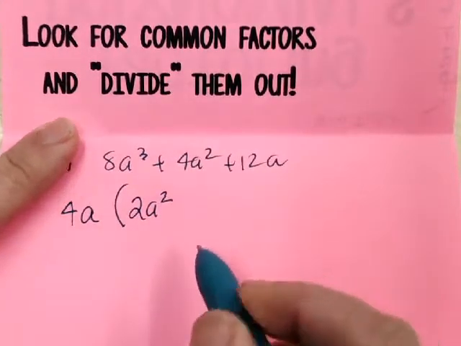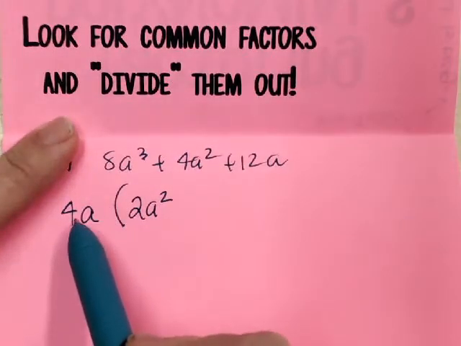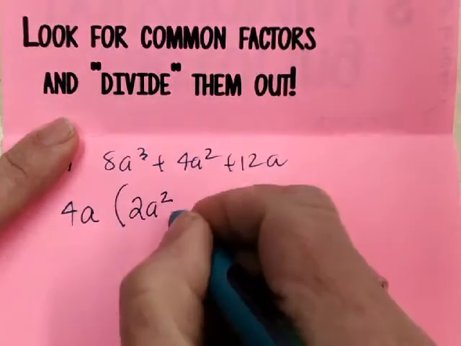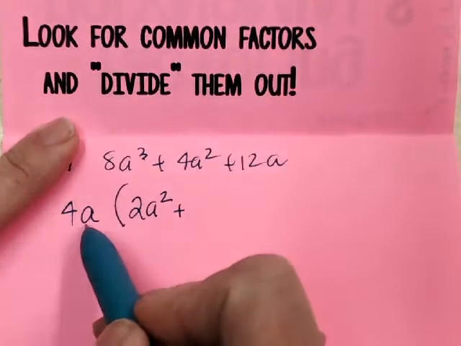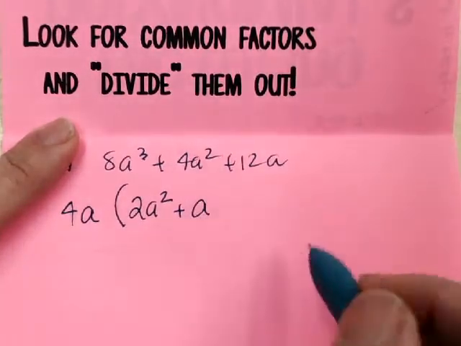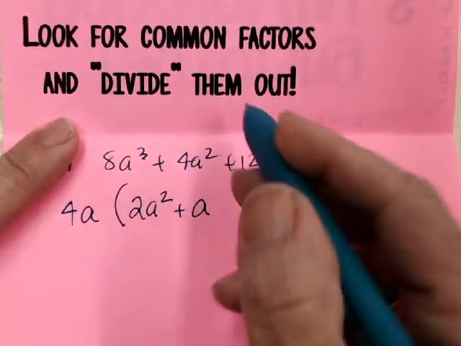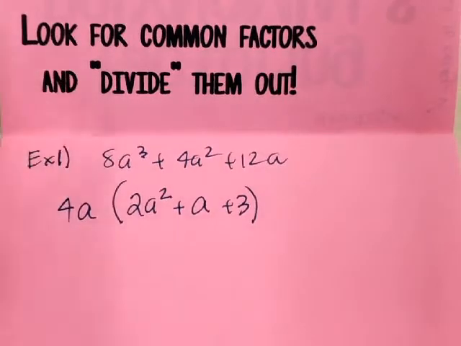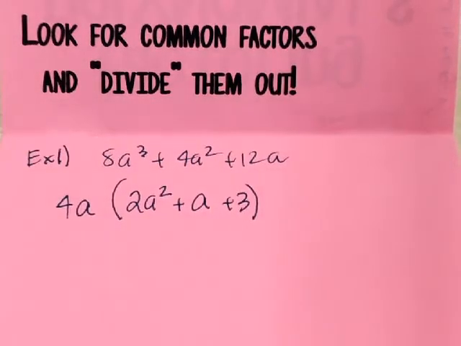Or you can say, what times 4a will give me 8a cubed? And that would still be 2a squared. 4a squared divided by 4a is going to give me just a, and 12a divided by 4a is going to give me 3. And if you're not positive, you can check it and then multiply it back out.